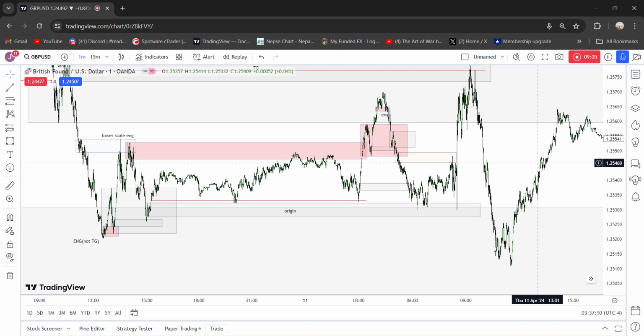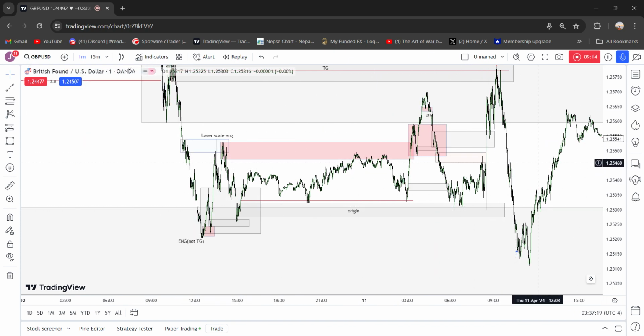I'm sorry if you didn't get my points. I don't know how to annotate the charts well, but this is how it works.